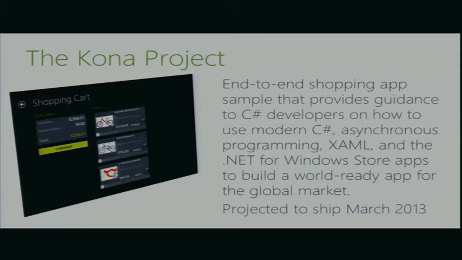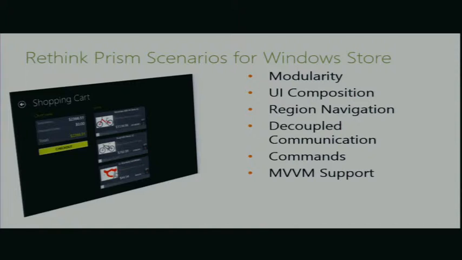For example, UI composition. What does that mean? Forms over data you typically do in your enterprise apps. How do we do it? So we attempt to do those here. So we took Prism, and we tried to rethink them based upon what we've learned about Windows Store apps. And we said, well, what about modularity? Does that fit? Should we port that over?